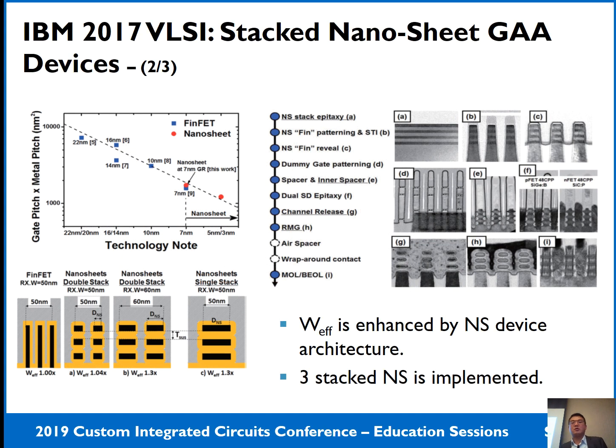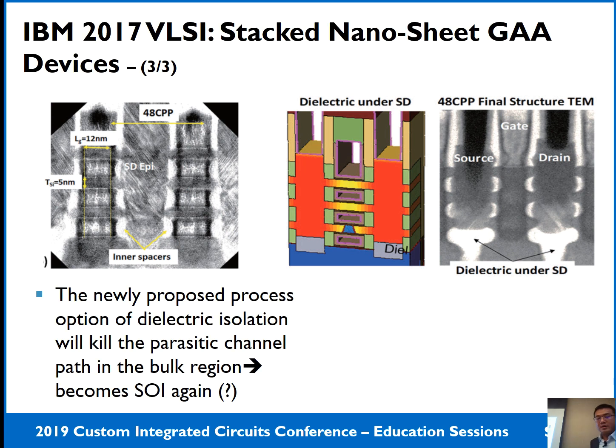But why do we want to go to this nanosheet? Because this stacked nanosheet will enhance your effective channel width. So it's a benefit for the functional transistor performance because it will increase the effective width. And in this paper, the conclusion is that a 3 stacked nanosheet is necessary to compare with today's FinFET technology. Okay, then as I mentioned, this newly introduced process option in this paper is a dielectric isolation.